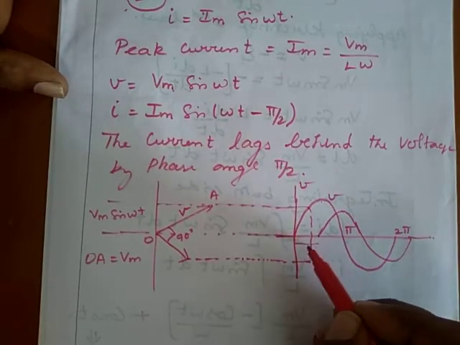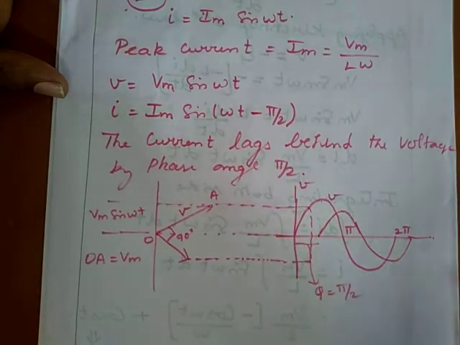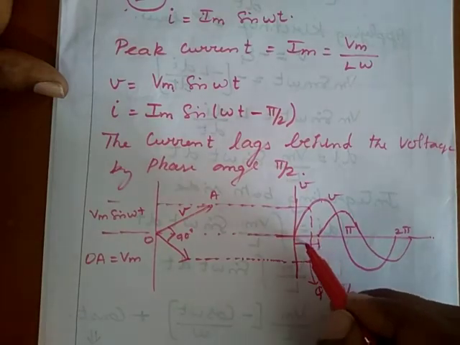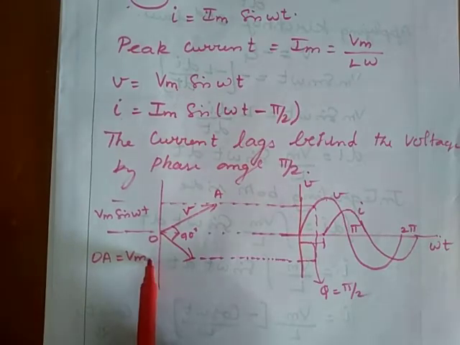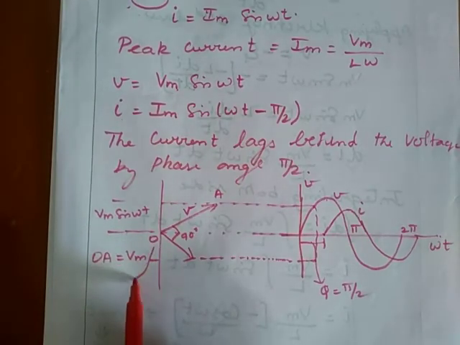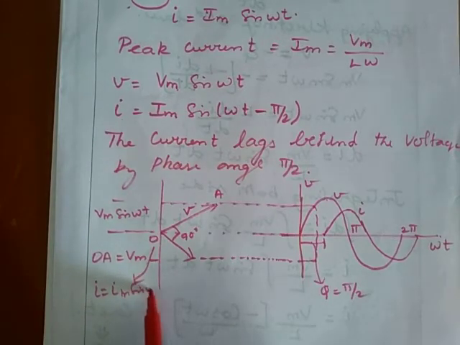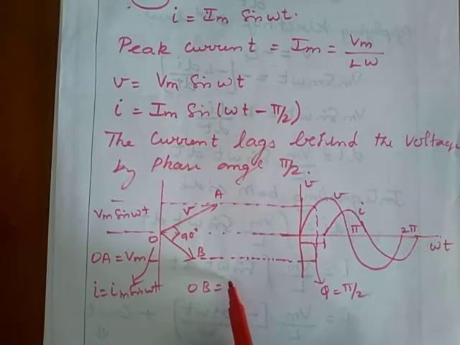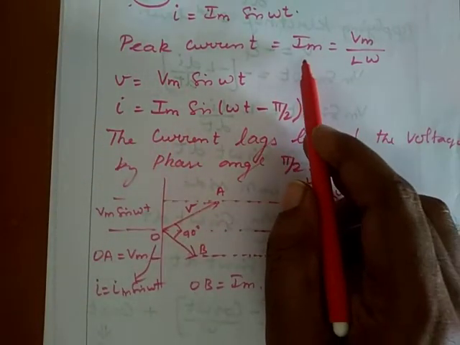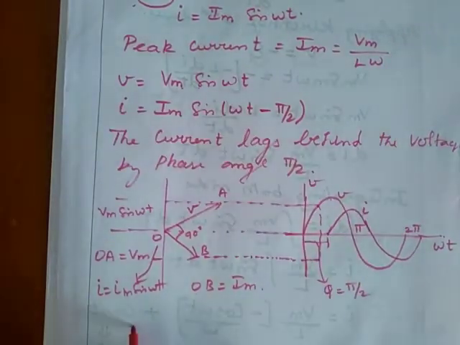Okay, this phase angle is nothing but phi, that is equal to pi by 2. Then this vertical axis is represented as I is equal to Im sin omega t. Here it is OB, then OB is written as Im. We know the peak current Im is equal to Vm by L omega.